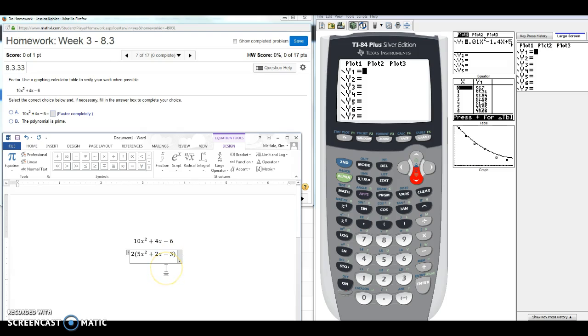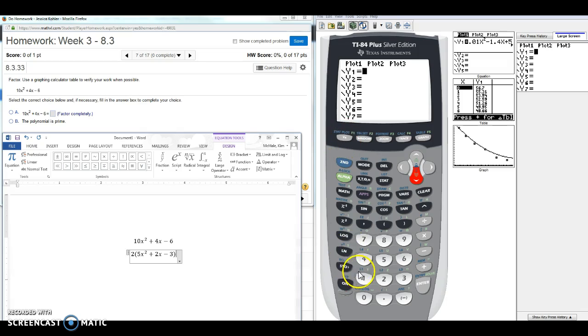And I'm going to use the AC method. The AC method says I take the first coefficient, A, times the last coefficient, C, and that'll be negative 15. And I look for two factors of negative 15 that will add to 2. And I'm going to use the graphing calculator to help me do that. So the first thing I'd like to do is find a list of all the factors of negative 15.